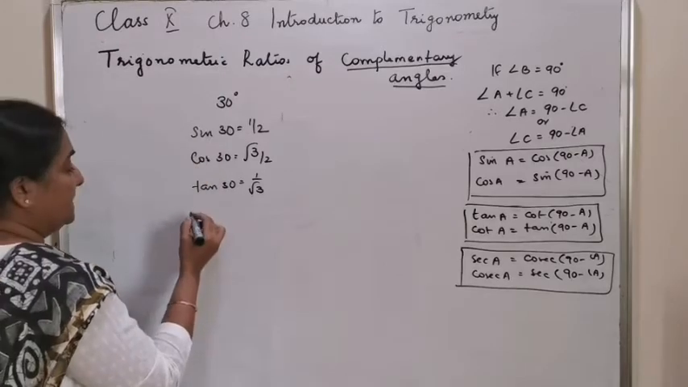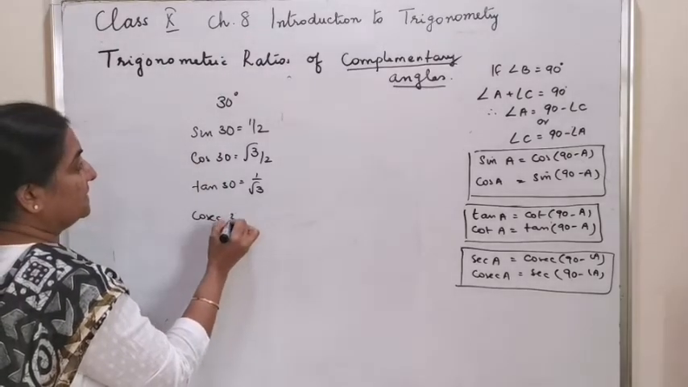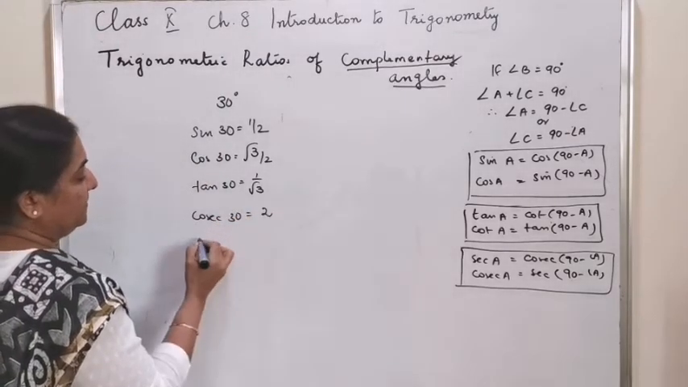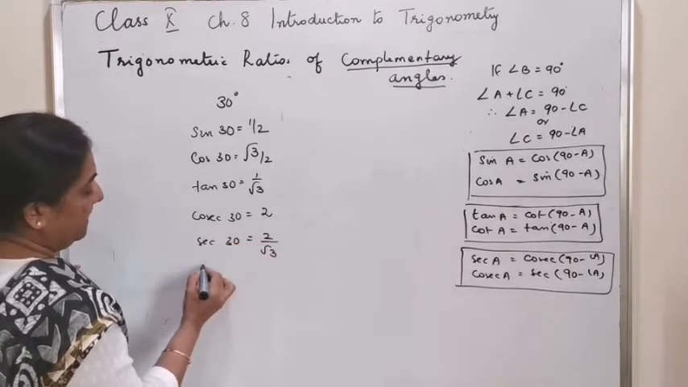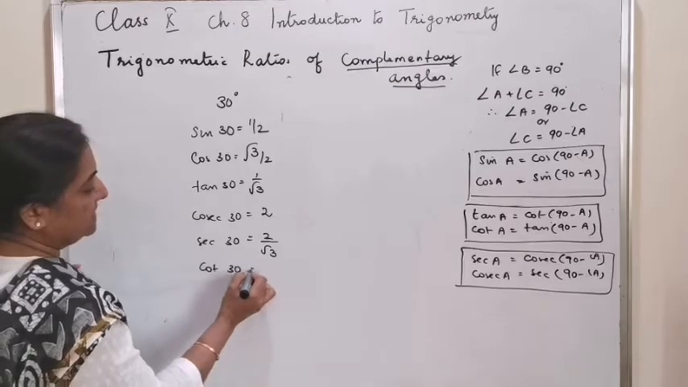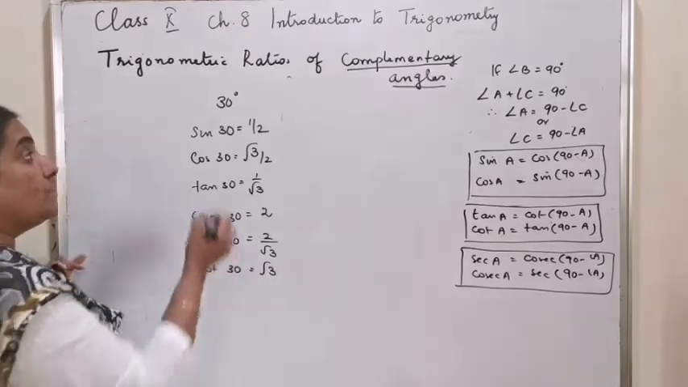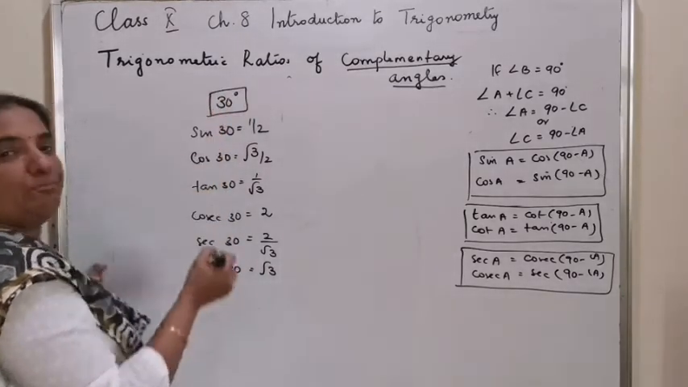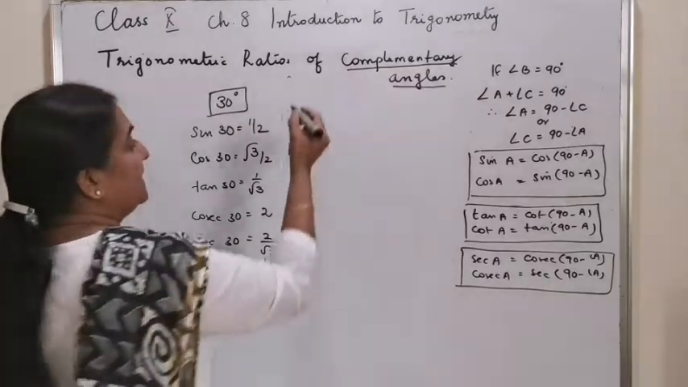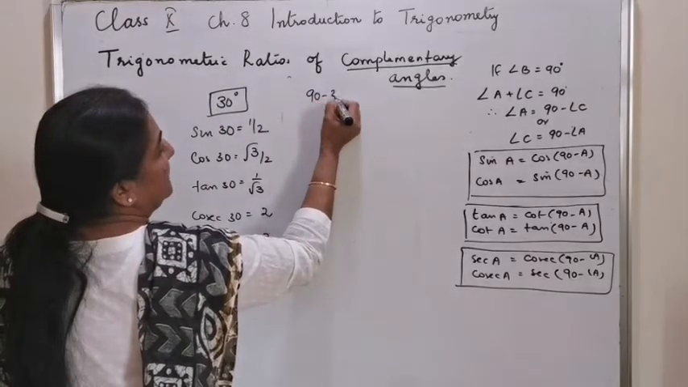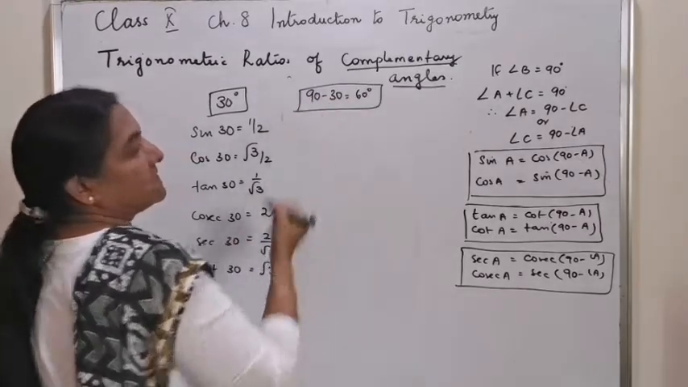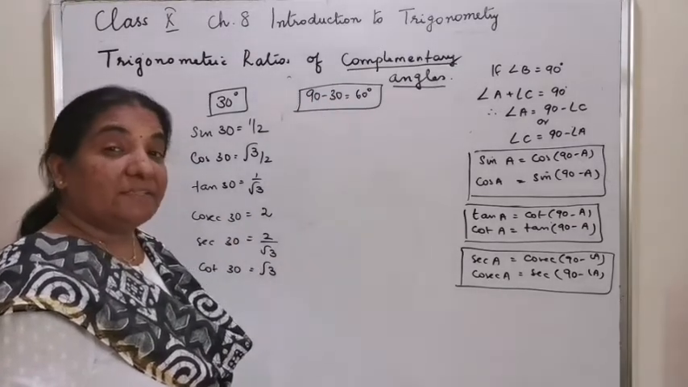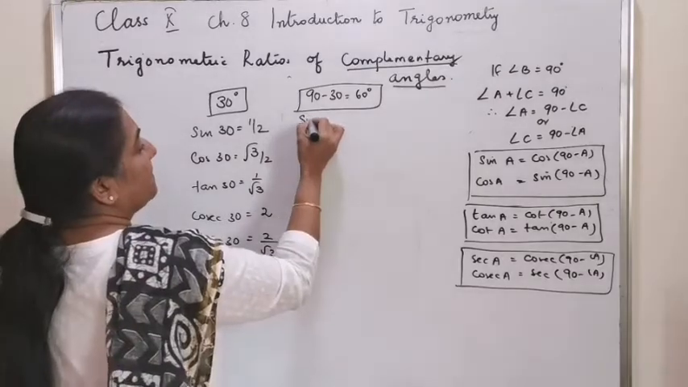Reciprocal of sine is cosec 30, which is 2 by 1, sec 30 is 2 by root 3 and cot 30 is root 3. Now, what is the complementary angle of 30 degree? It is 90 minus 30, which is the same as 60 degree. Let's write the ratios of 60 degree.